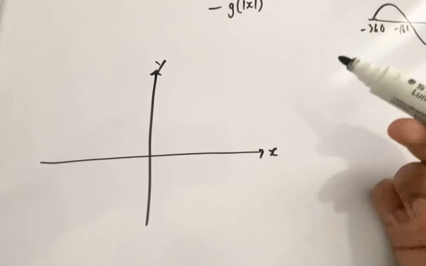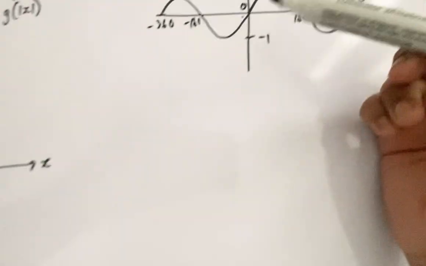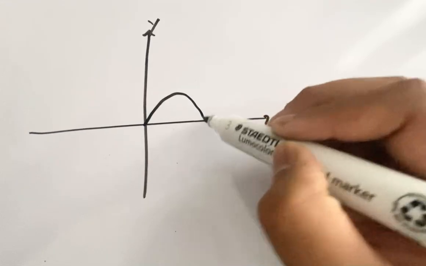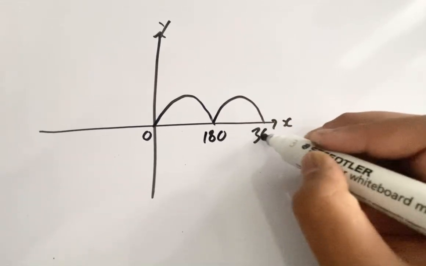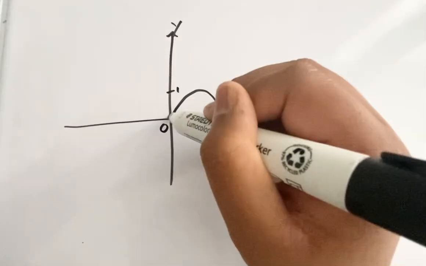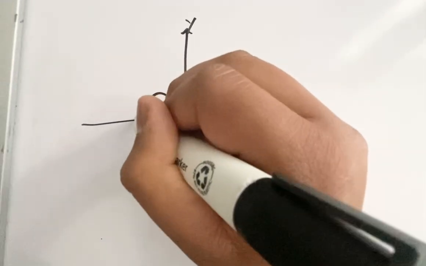For y equals the modulus of g of x, all we need to do is just reflect these parts that are below the x-axis. So instead of going down, we just keep going up. So it's 0, 180, 360. It's going to be 1. And then similarly, it's going to go up instead of go down.